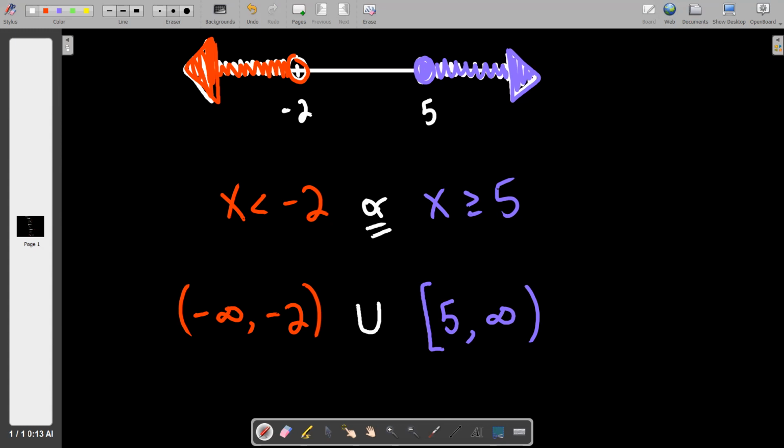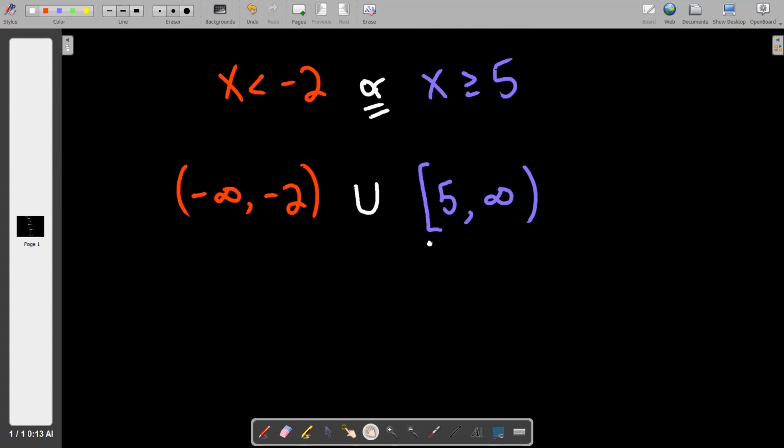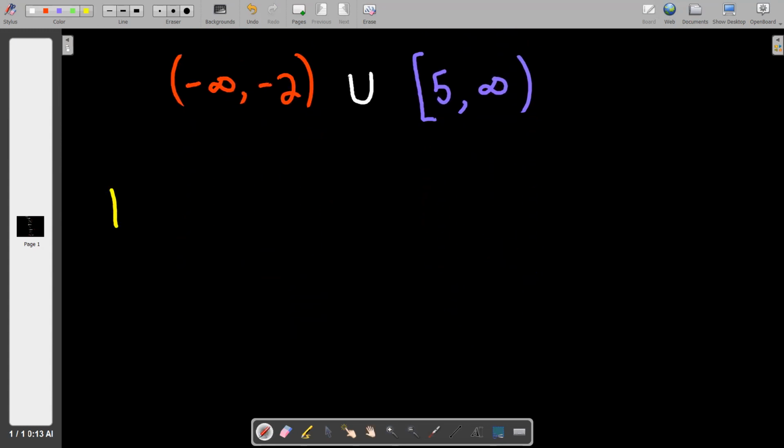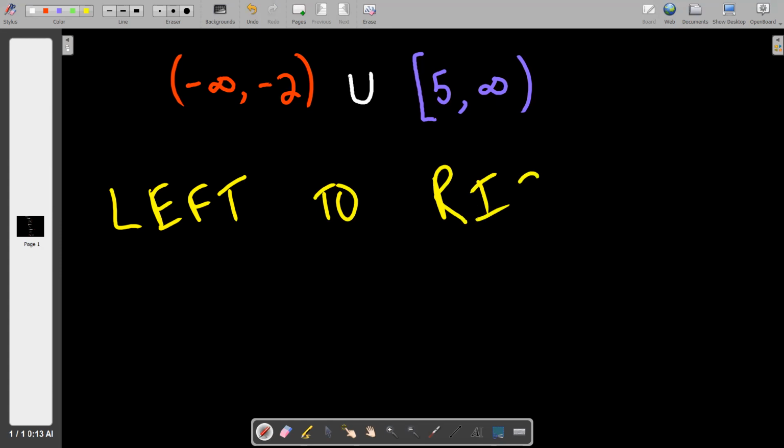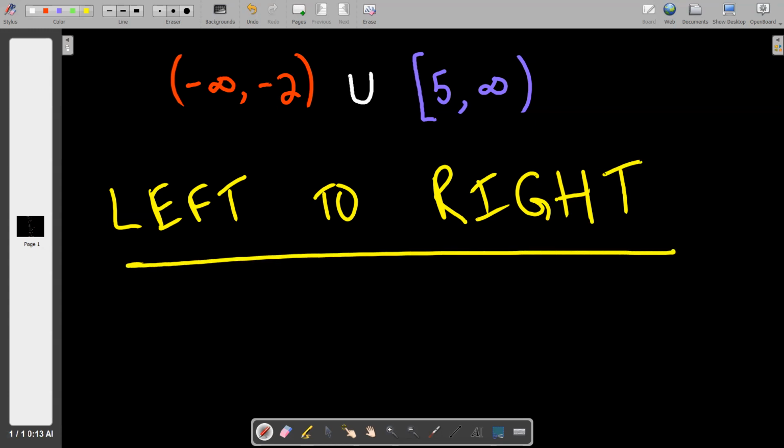So you now know everything you need to know to do this, but I'm going to reiterate these three key words, and I would advise that you write them down because I had to address this so many times. Intervals are always written, described, expressed from left to right. I cannot stress that enough. Negative infinities will always go on the left. Positive infinities will always go on the right. And I mean always.